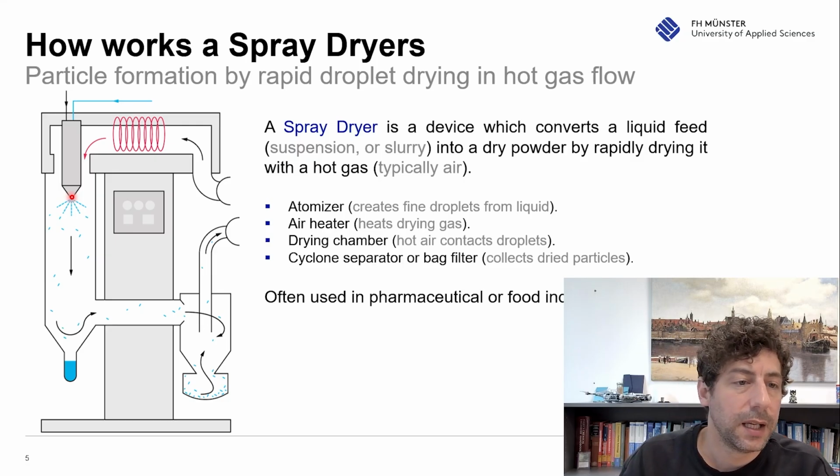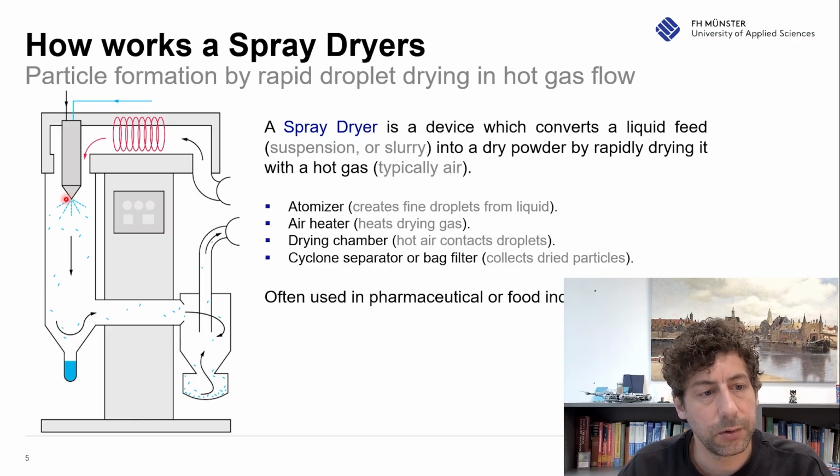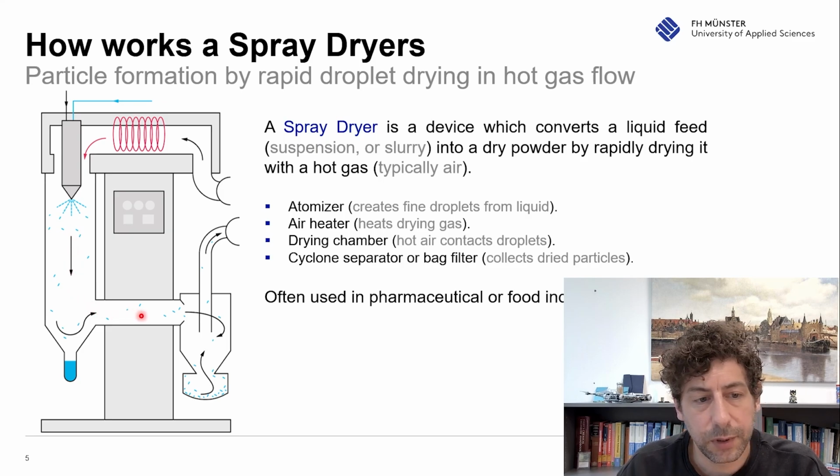The atomizer, for example with very high pressure, presses the liquid through the nozzle, and then you create a lot of small droplets. Then we have the air heater. Air is coming in here, it's heated, and then both go together into the drying chamber. In the drying chamber the droplets are dried, and then the dried droplets, so the powder, follow the gas stream into a cyclone, and in the cyclone the larger particles are separated and collected here. So this is the product, this is the powder you want to have.